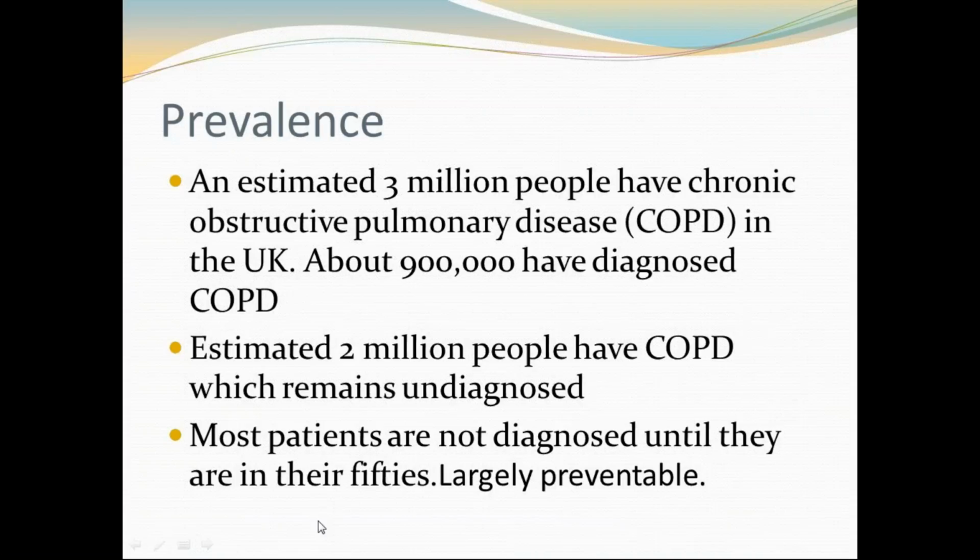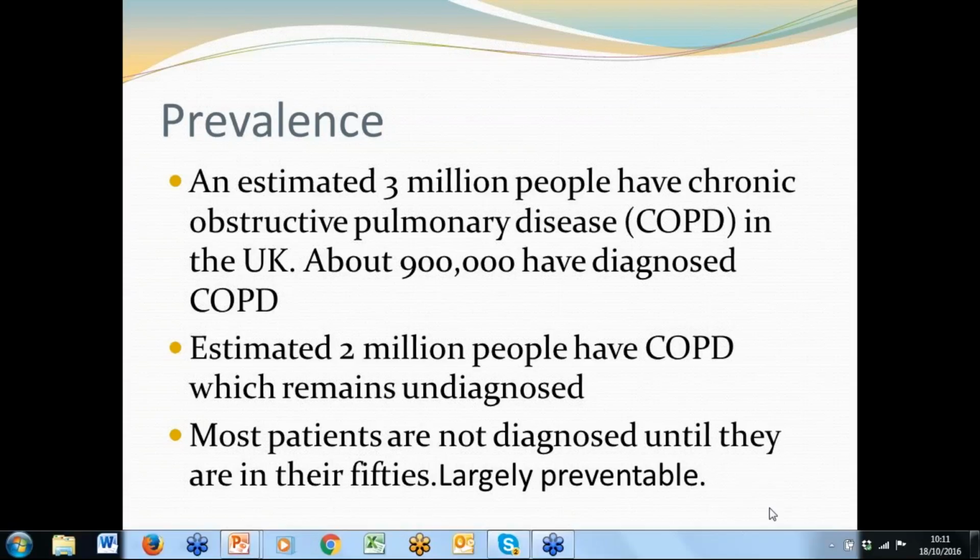Okay, these are 2010 figures. This is the last time that NICE guidelines were presented. I've read this week, when I had a relook at these things, that they're reviewing the guidelines this year. So they're under review in 2016, so we might actually have some more figures, but this is what was found in 2010. 3 million people in the UK, but not all of them have had their diagnosis confirmed. 2 million undiagnosed, that's quite worrying. They're not necessarily diagnosed until they're in their 50s, and it's largely preventable.